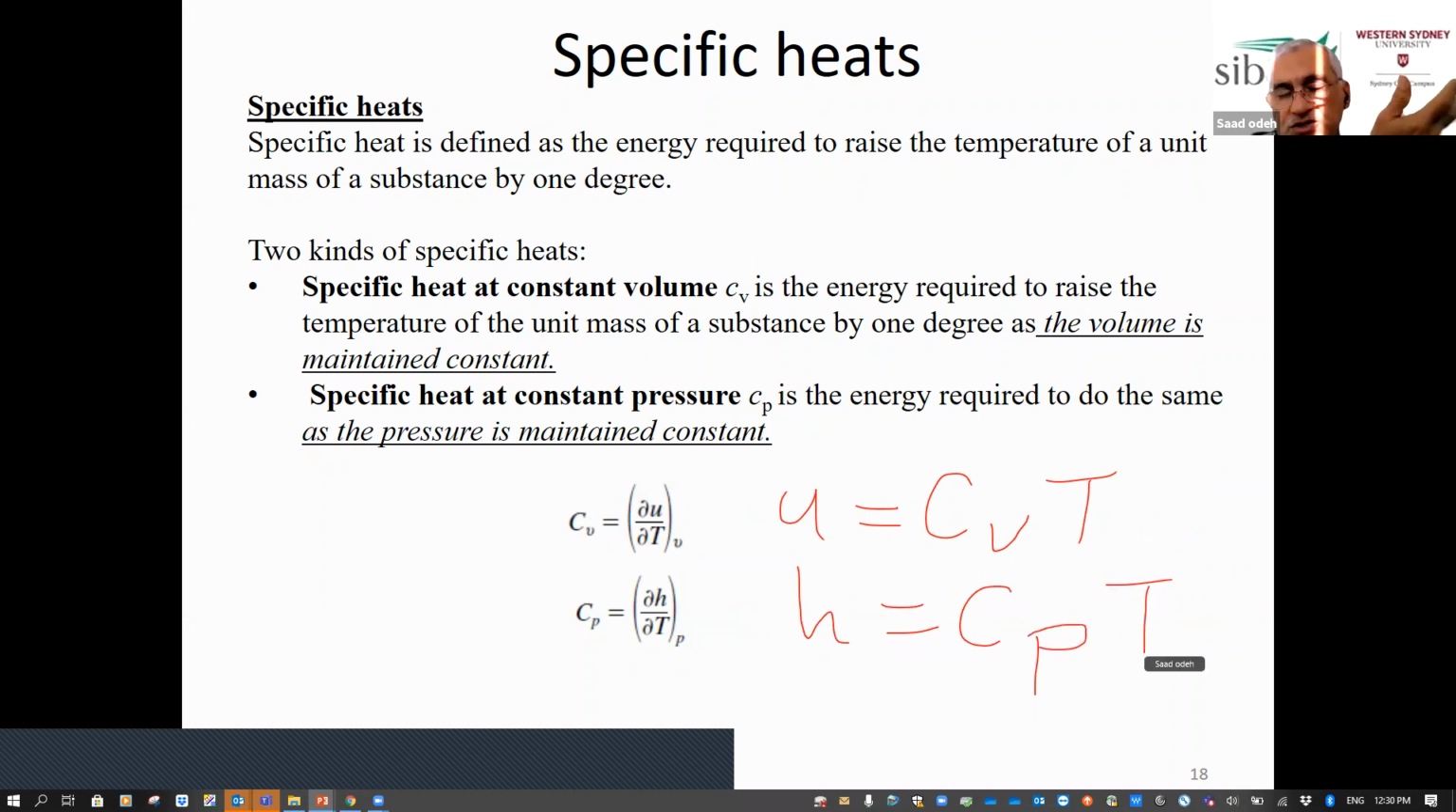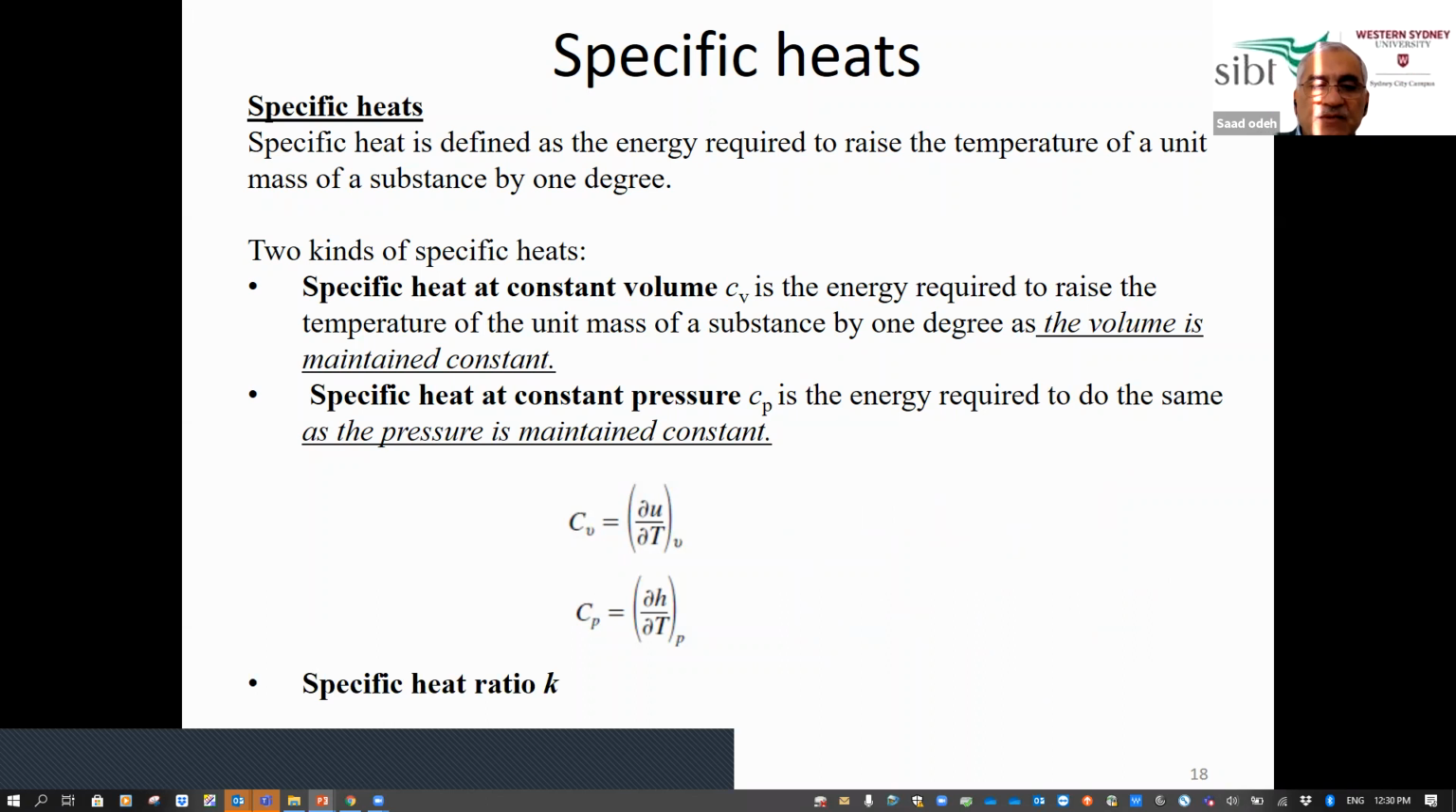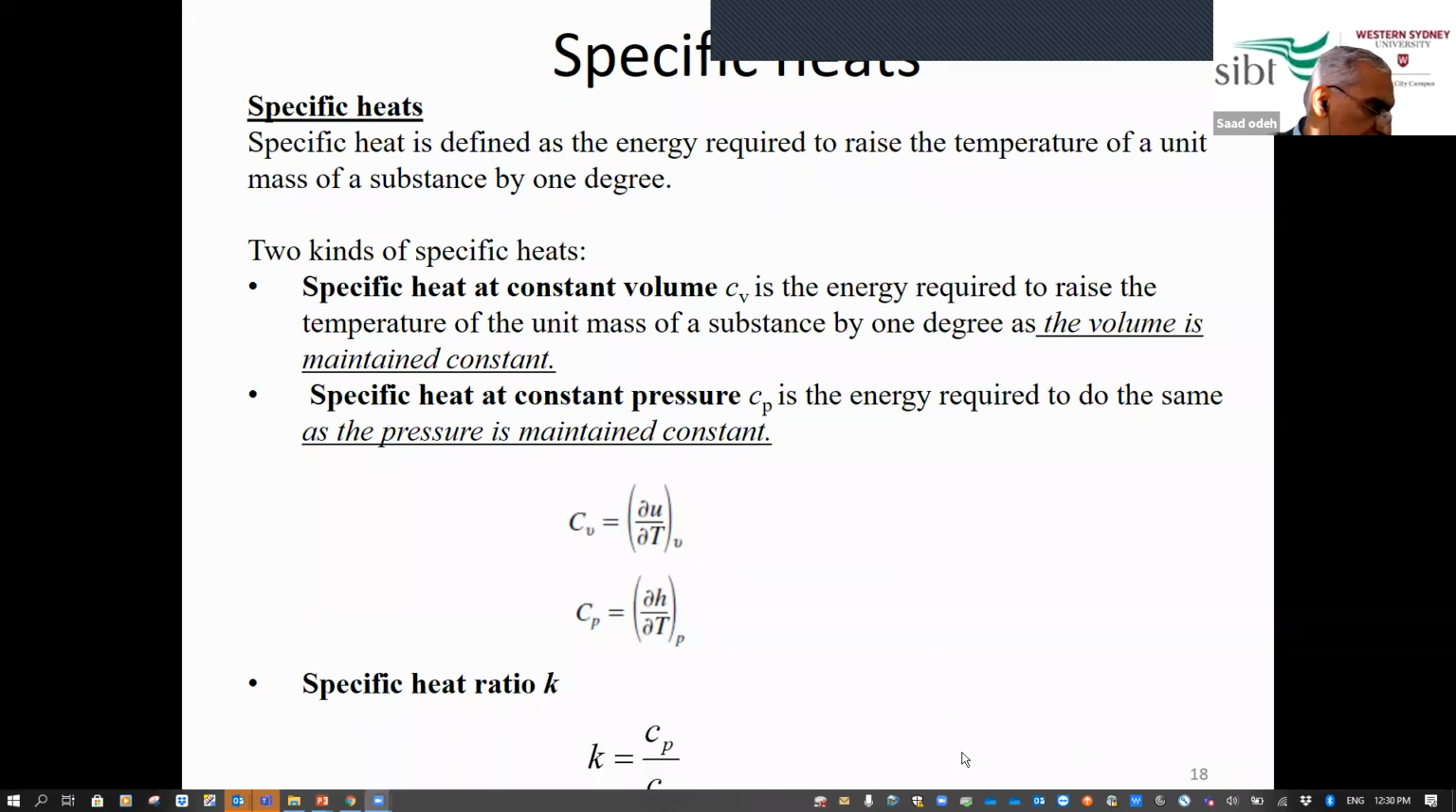So if you can't find the H value or U value from tables, you can apply this equation, if you know CV or CP. And CV and CP, like the R value, are given in tables for each gas. I will show you very soon. There is a ratio between CP and CV called K. So K is the ratio between CP and CV, and this is given here.